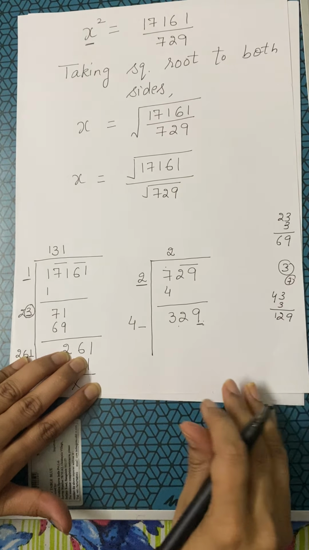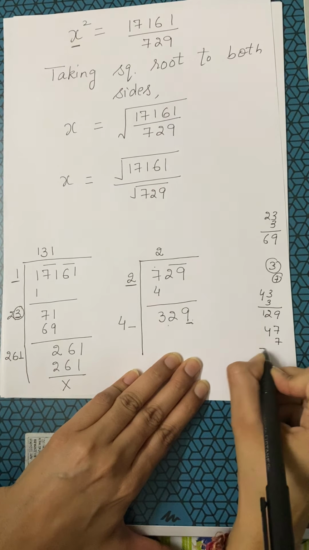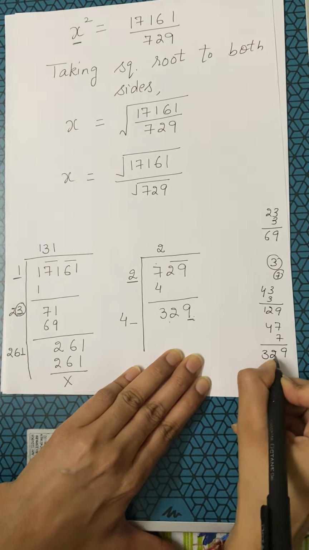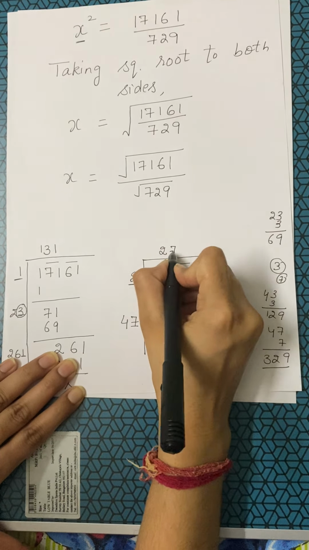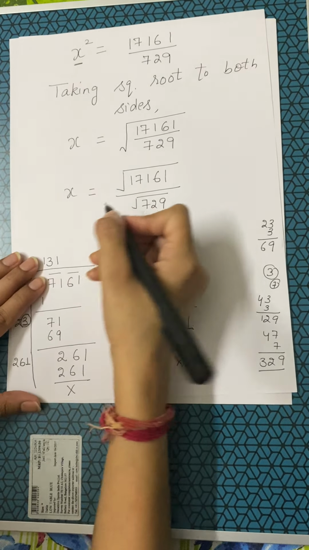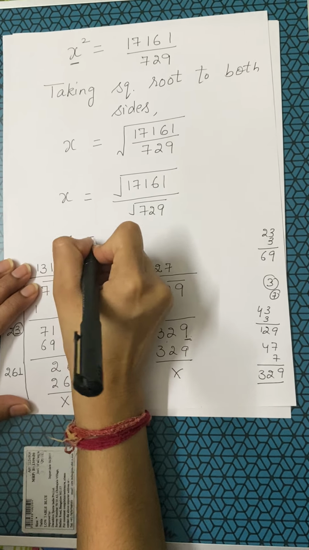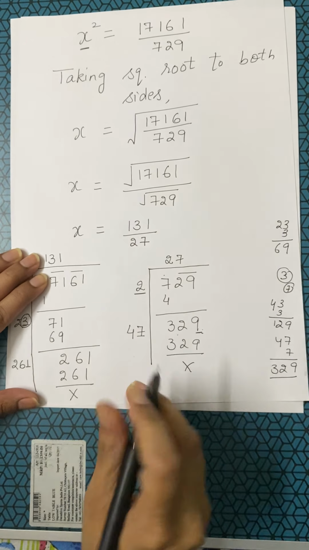129, which is less than 329. Let's try with 7. 47 into 7. Okay, so this number is completely multiplied. I will write 7 here. That is 329. So I can say here x is equal to 131 upon 27.